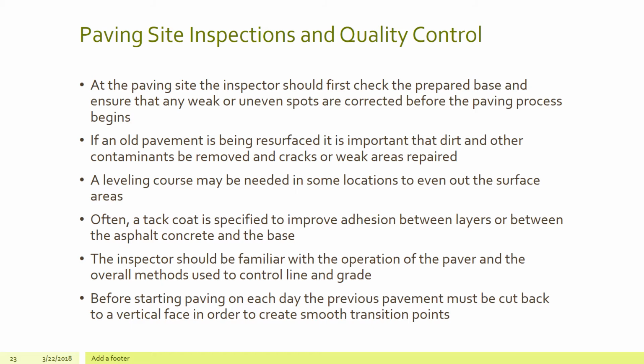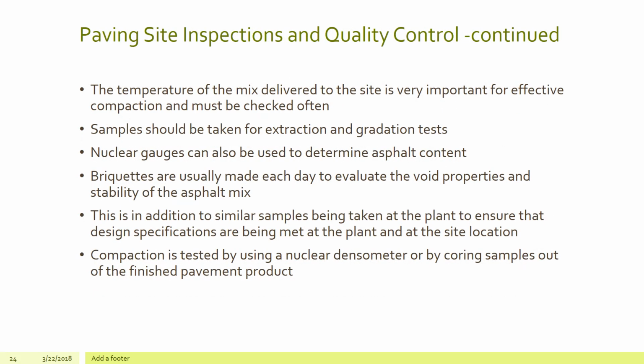The inspector should be familiar with the operation of the paver and the overall methods used to control the line and grade. Before starting paving each day, the previous pavement must be cut back to a vertical face in order to create smooth transition points between the surface areas that we're connecting together. The temperature of the mix delivered to the site is very important for effective compaction and must be checked often. And again, these are design specifications sent from the design professionals and the way they want this to be laid down over the course of the roadway surface.